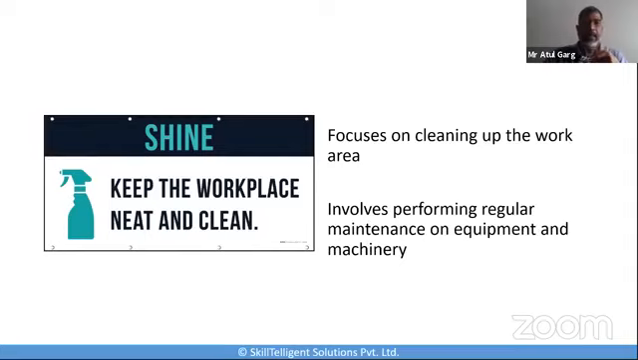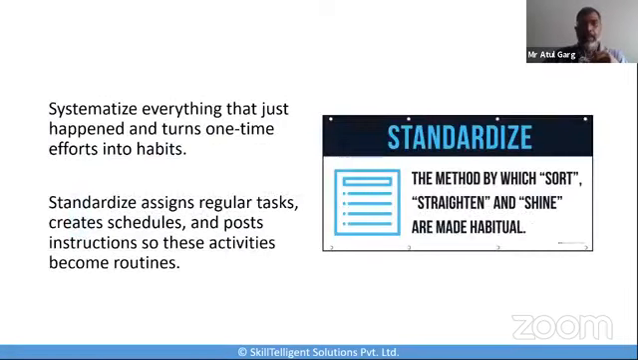Okay. It not only helps in keeping the workplace neat and clean, it also involves performing regular maintenance on equipment and machinery. Shine improves the production process efficiency and safety. It reduces waste and prevents error and defects. Okay. So it is not just all about keeping everything neat and clean. It's also all about how do you improve the efficiencies of your equipment and reduce the wastages and prevent the errors and defects.